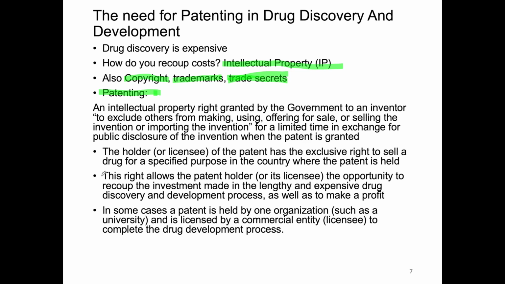Okay, and so as a consequence of that, that right allows the patent holder, or somebody to whom you license the patent, the opportunity to recoup the investment made in the lengthy and expensive drug discovery and development process, and then to make a profit. And sometimes they can be big profits, and sometimes you don't make a profit at all. In some cases, the patent is held by an organization such as a university and is then licensed to a commercial entity such as a company to complete the drug development process.